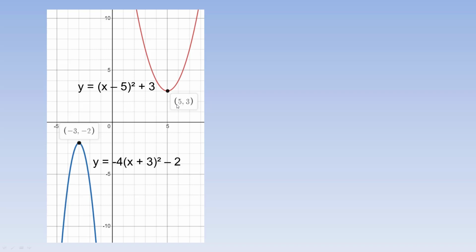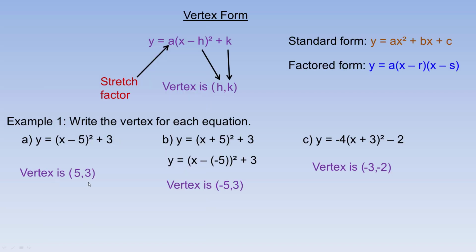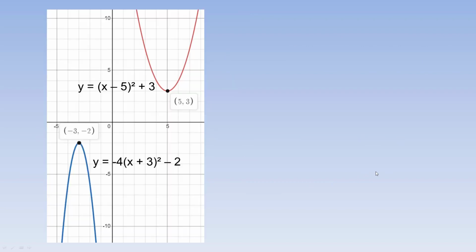Okay, we had 5, 3 and negative 3, negative 2 as the vertexes. So this is what these two parabolas look like. And I talked a little bit about the stretch number on the last page. For example, see here the a number is negative 4. So notice this one is steeper, and because a is negative, it opens down. Here the a number would be 1. Okay, it's positive, so it opens up. And it's a fairly small a value, so it's not really steep like this one is.